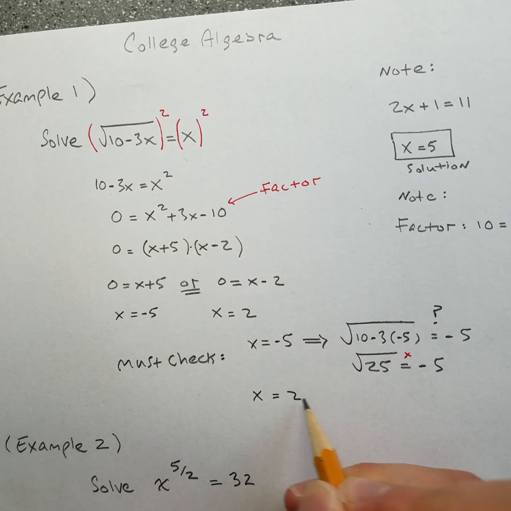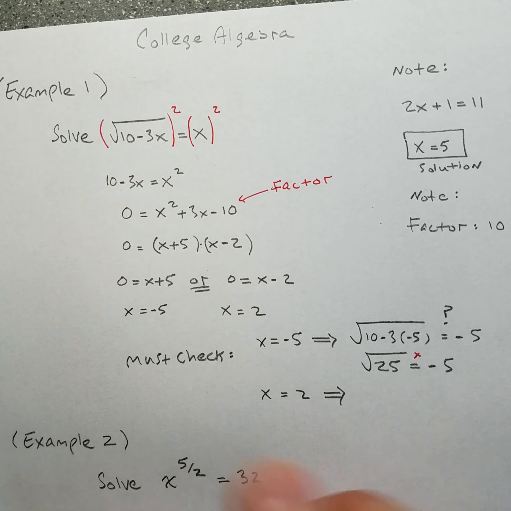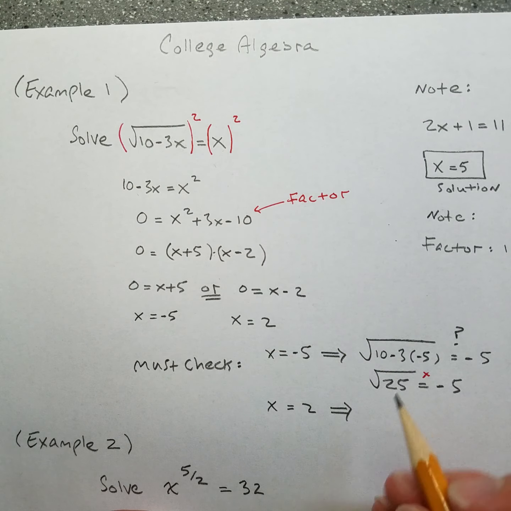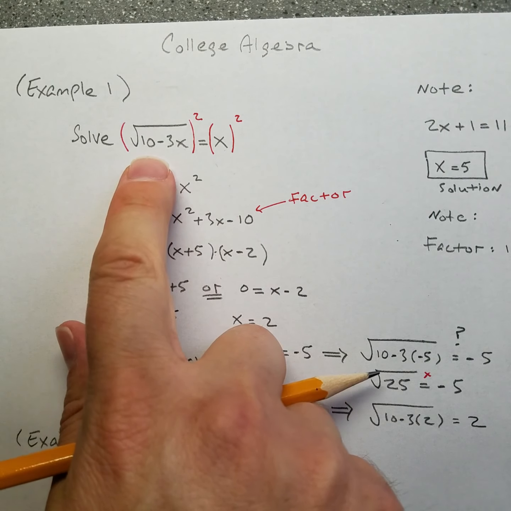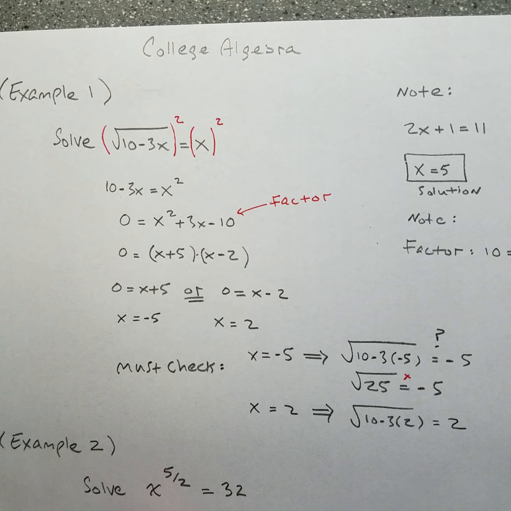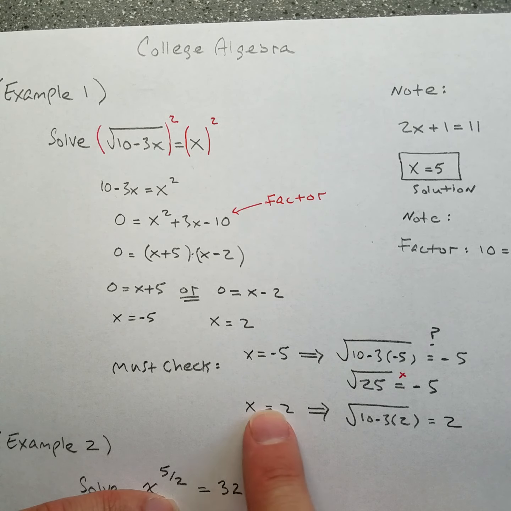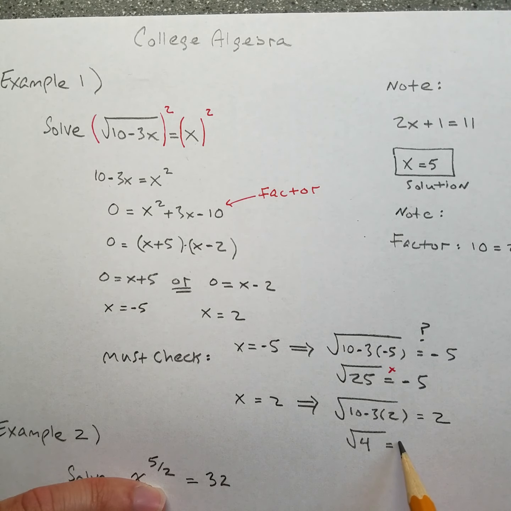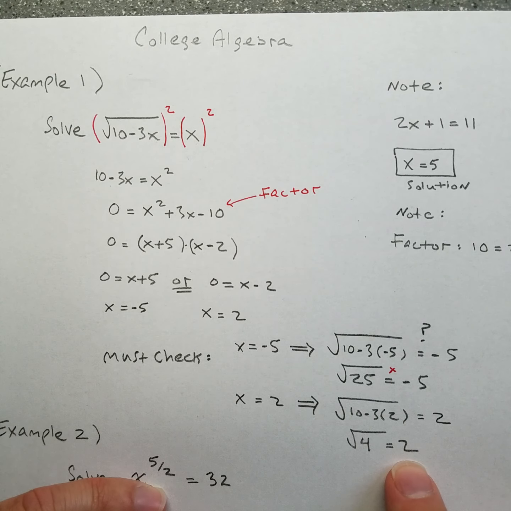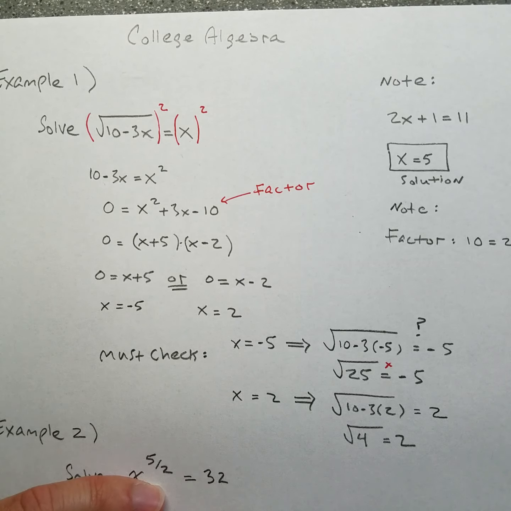You know, maybe 2 works, maybe it doesn't. We'll check and see. Remember, you must check. So 2, what does 2 look like if we put it in that original equation? I get the square root of 10 minus 3 times 2 equals 2. All right? That original equation, before I did anything to solve it, I'm putting this supposed possible answer in, and that's what we see. What's that going to say? 10 minus 6. What's 10 minus 6? It's 4. Is the square root of 4 equal to 2? Yeah. 2 squared is 4. The square root of 4 is 2.